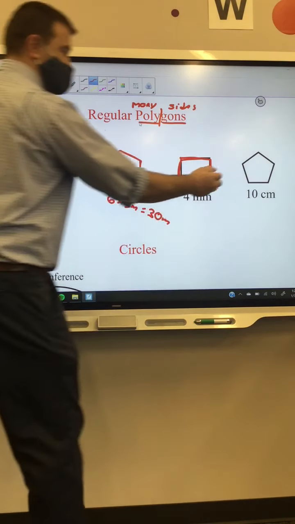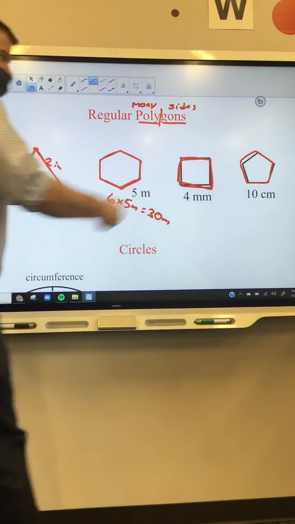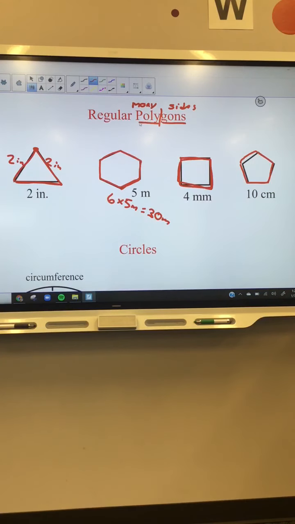So what's the total perimeter? If I've got 5 sides, 1, 2, 3, 4, 5, and each side is 10 centimeters. 50. Yeah, did you get that by adding 10, 10, 10, 10, and 10? Or did you just do 5 times 10? 5 times 10. Some of them might be easier to multiply, some of them you might want to add up. It just depends. So remember, polygons were many sides, but they were not curved.